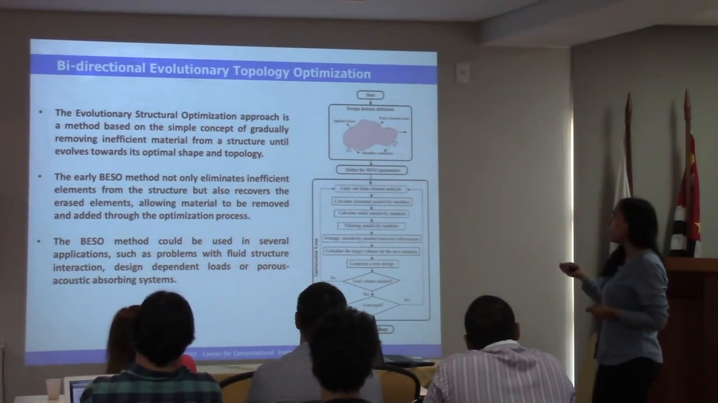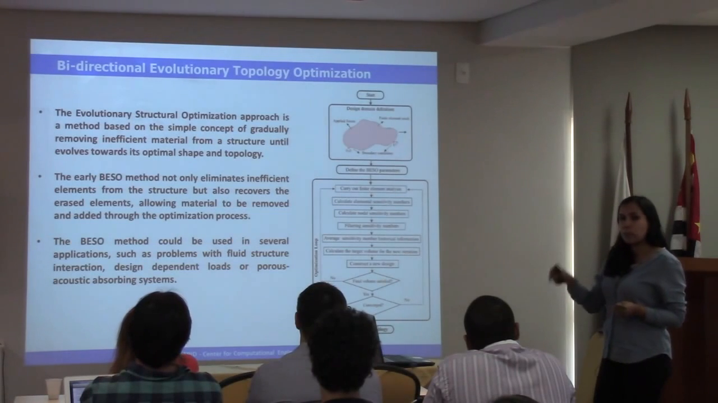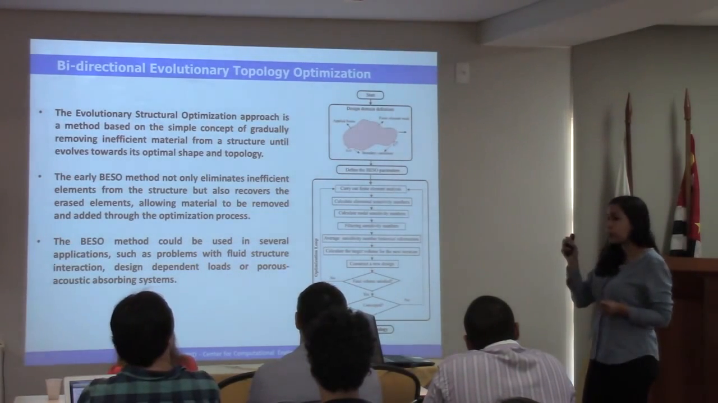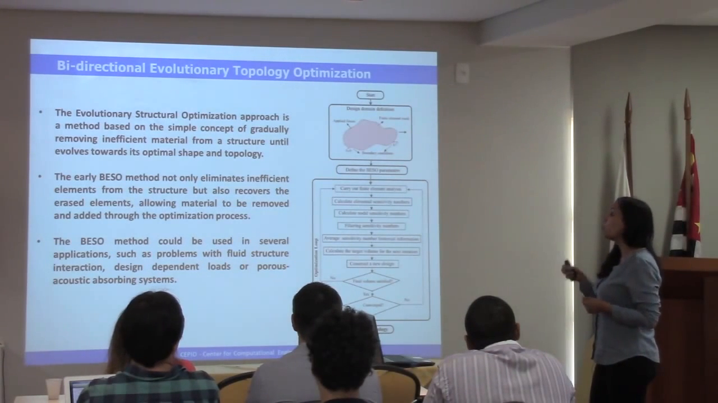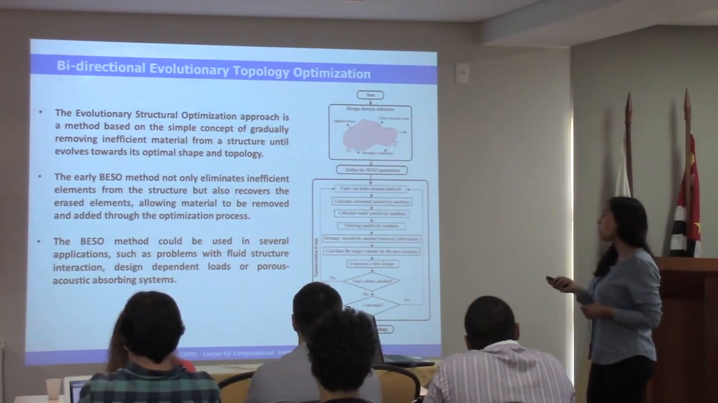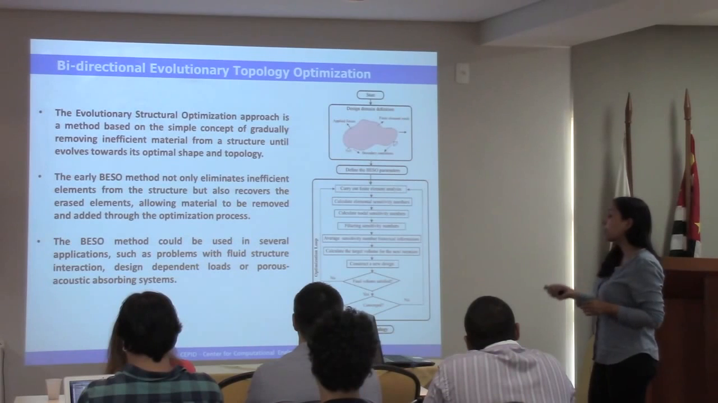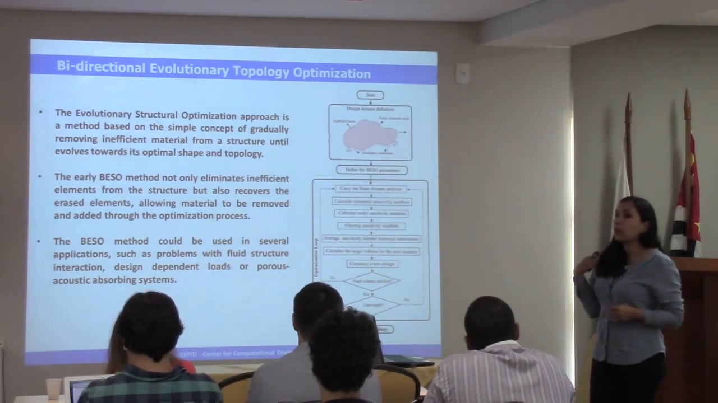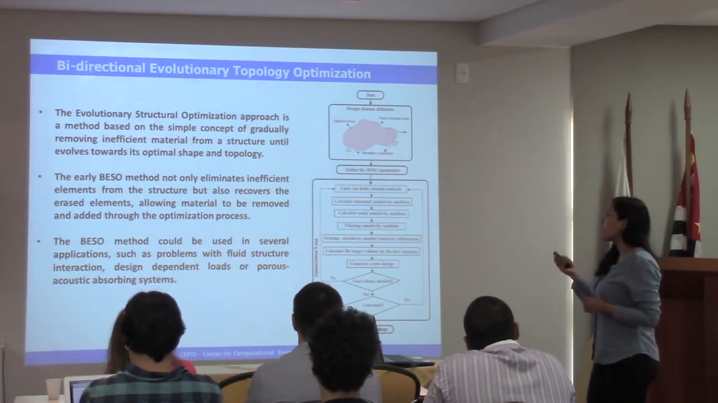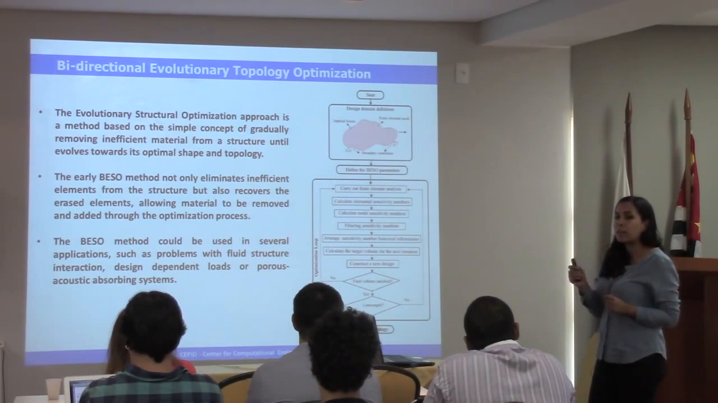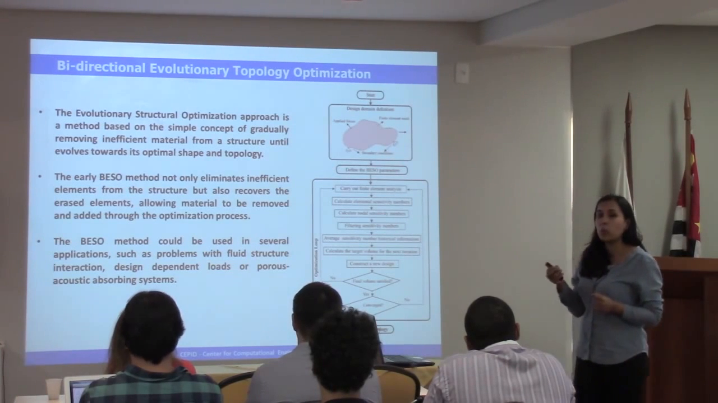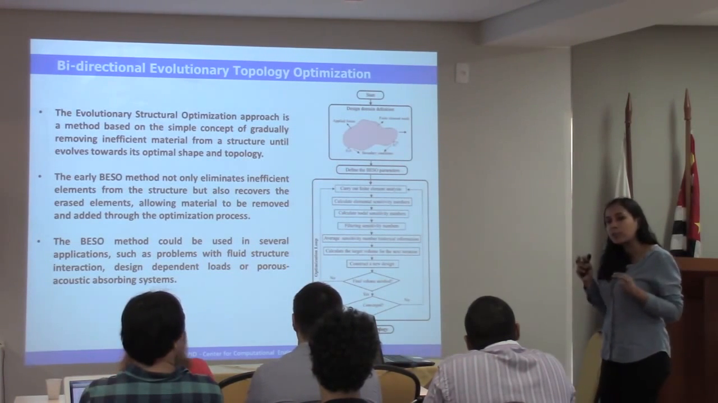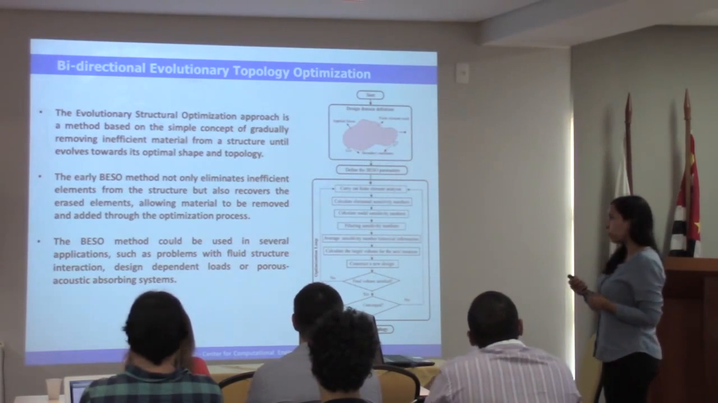Then we carry out a finite element analysis to find the displacement field of the structure. We normally start with a full domain, and we see how it behaves. Then we calculate, and this is a very important part of the process, the elemental sensitivity numbers. This means that we analyze how important the presence of an element is in the structure. That's what we call the inefficient material, those elements that are not very important to the design, so we can remove them.